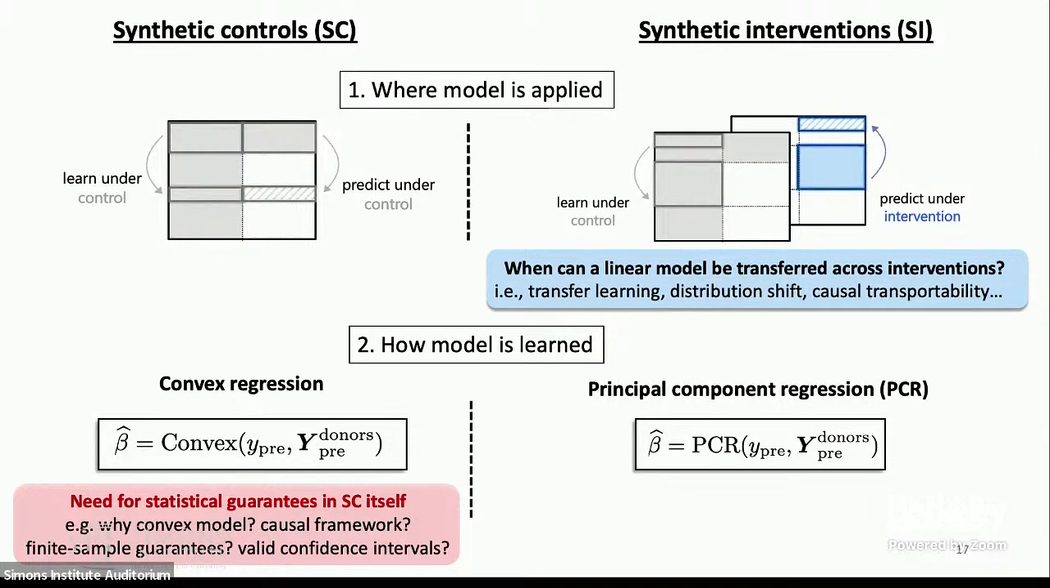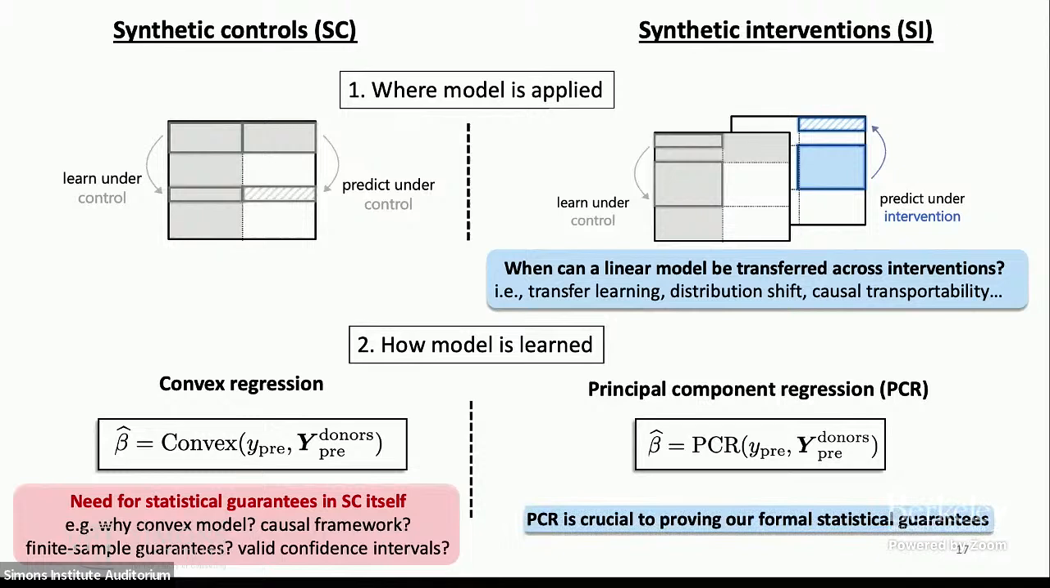There's been a lot of work in the last 15 years, or sorry, last 5 years, trying to tackle this question. Work that's being done here at Berkeley, for example, by Avi and his collaborators, with A.T. and Imbens and Wager and their collaborators at Stanford, Abadie and Chernozhukov at MIT, and so on and so forth. So there's really been a flurry of activity. And at least for the framework that we propose and the type of causal parameters that we're interested in, it turns out that PCR is crucial to proving our formal statistical guarantees. We'll talk about why.